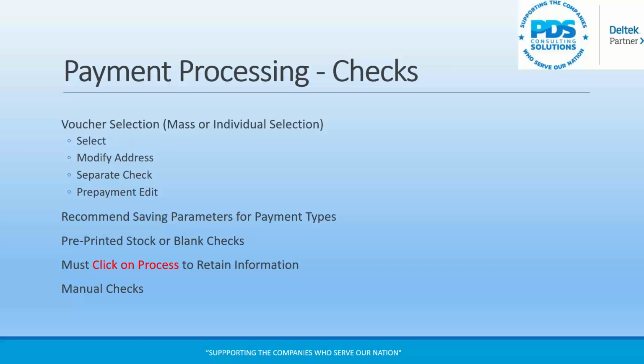Next, we'll move on to payment processing. And this is looking at the checks first of all. We have a few ways to select our vouchers. We can do it as a mass selection or an individual selection. We're going to look at saving parameters for the different payment types, pre-printed check stock or blank check stock. Talk about the importance of clicking on the process button to retain the information, and we'll briefly look at manual checks.